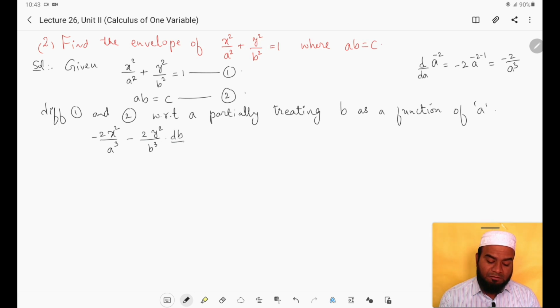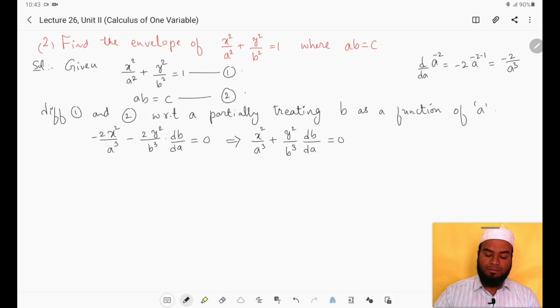db by da, since b is a function of a, and the derivative of 1 is 0. Now this equation can be written as: minus and minus can be taken out, 2 can be taken out, and sending that to the right hand side it becomes 0. So what remains is x square by a cube plus y square by b cube into db by da, equal to 0. Consider this as equation 3.